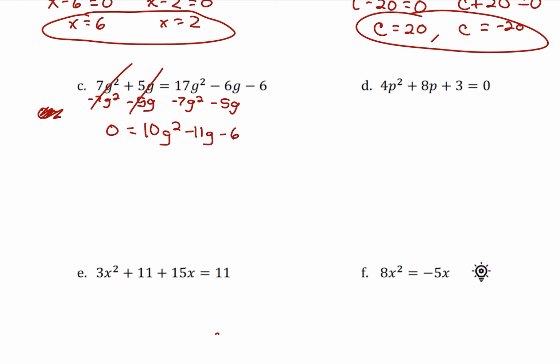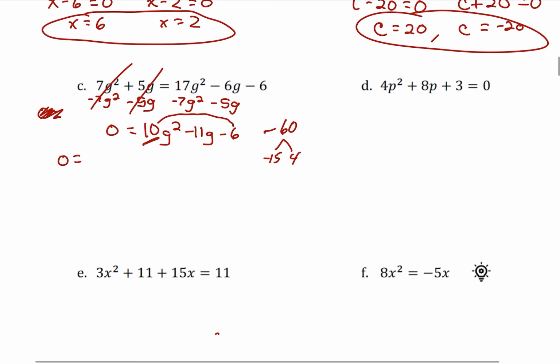All right, because there is no greatest common factor and that leading coefficient is not a 1, we are going to do a method that Engage Math has taught in earlier lessons called splitting the middle term. Certainly not the only way to do it, but this is a great way. So 10 times negative 6 is negative 60. Now we have to think of the two numbers that multiply to negative 60 and add to negative 11. Those are going to be negative 15 and 4.